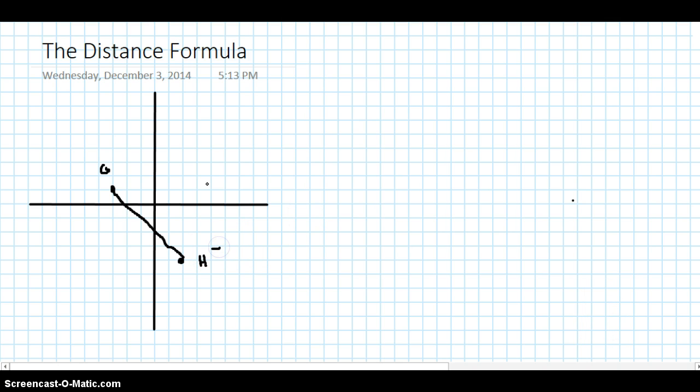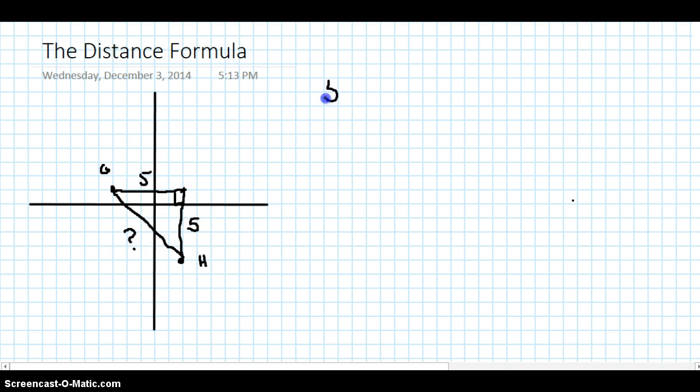So I draw a line to there and I draw a line to there. Now I have a right triangle. And this side has a length of 1, 2, 3, 4, 5. This side has a length of 1, 2, 3, 4, 5. And we want to try to find this.